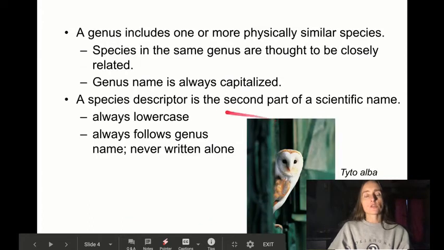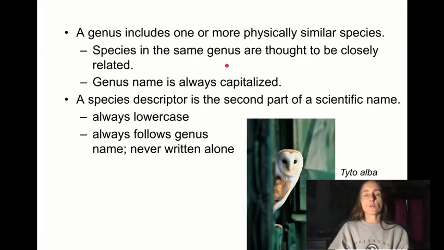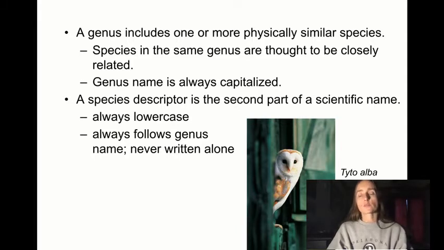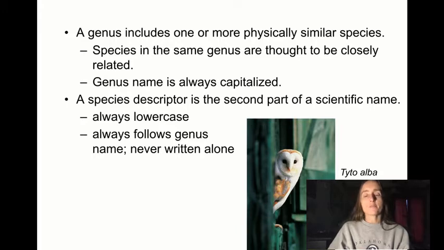A genus is one or more physically similar species. Many organisms can be in one genus, but for us, our scientific name is Homo sapiens, and we don't have any other organisms in our genus Homo. There was Homo erectus, a caveman, but we don't have those anymore. So it's just us. We're in a lonely genus. But other organisms have other things in their genera, so they'd be very closely related. The genus name is always capitalized, and the species descriptor is the second part, always lowercase, and it follows the genus.